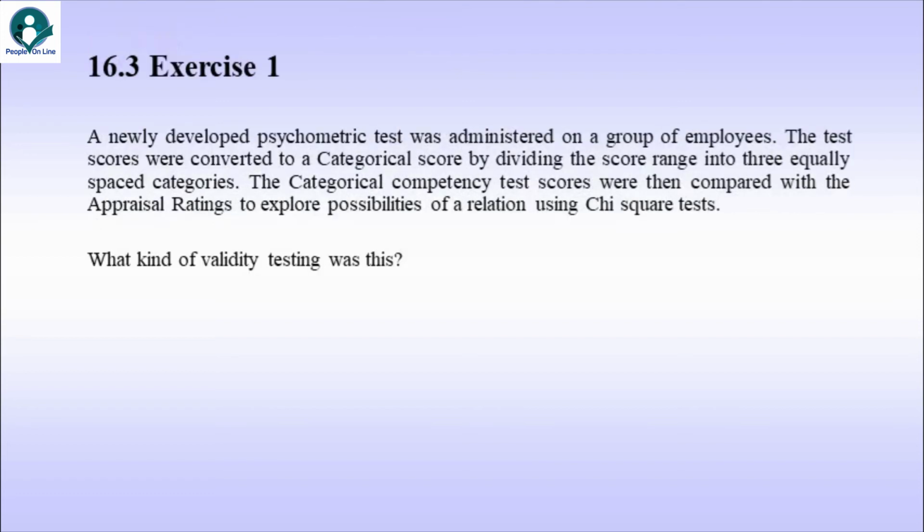Let's go to exercise 1. A newly developed psychometric test was administered on a group of employees. The test scores were converted to a categorical score by dividing the score range into 3 equally spaced categories. The categorical competency test scores were then compared with the appraisal ratings to explore possibilities of a relation using chi-square tests. Now, what kind of validity testing was this?